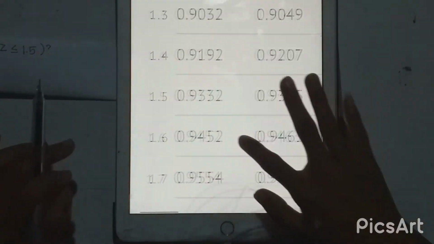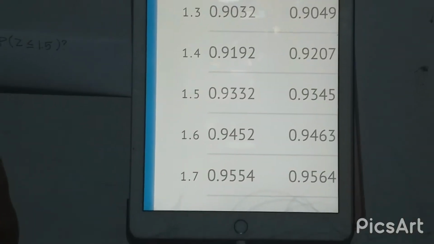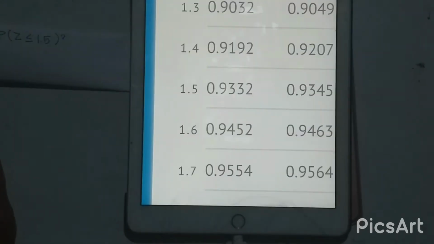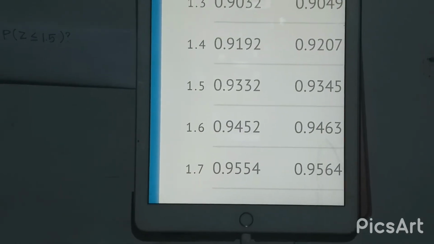To find the answer using the z-table, find where the row for 1.5 intersects with the column for 0.00. This value is 0.9332. The z-table shows only less-than probabilities, so it gives you exactly what you need for this question. Note, no probability is exactly at one single point.